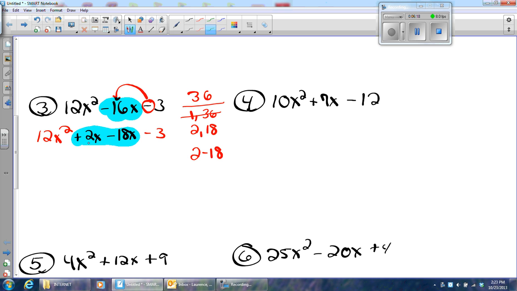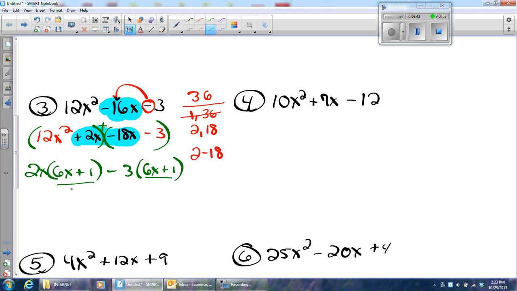All right, I'm going to pull out a GCF. Well, I got to do my grouping thing, right? Always stick a plus in between there. And so it looks like it's going to be a 2x. I factor out a 2x here, I'm going to be left with a 6x plus 1. Here they're both negative. I'm going to factor out a negative 3, and I'm going to be left with a 6x plus 1. I have a common factor, 6x plus 1 times the quantity 2x minus 3, and I am done. Done, I tell you. Done.